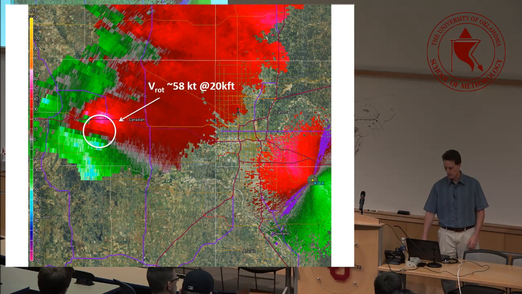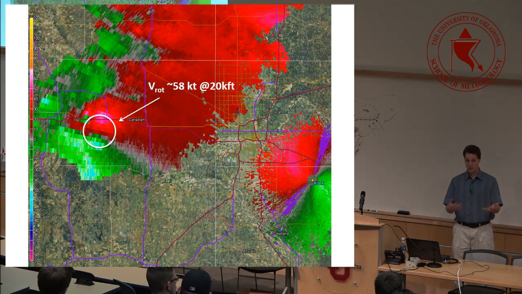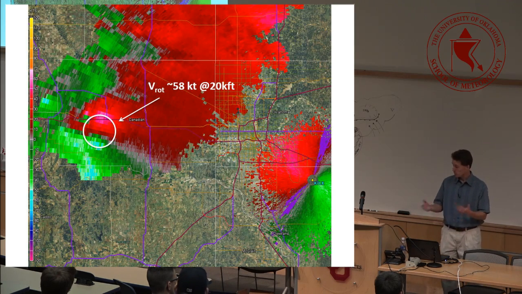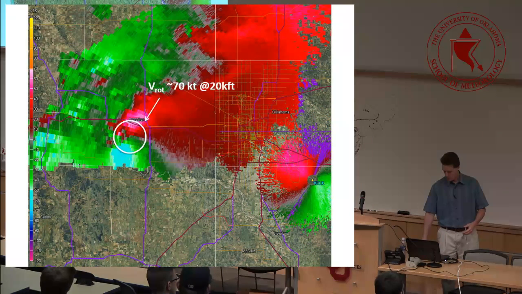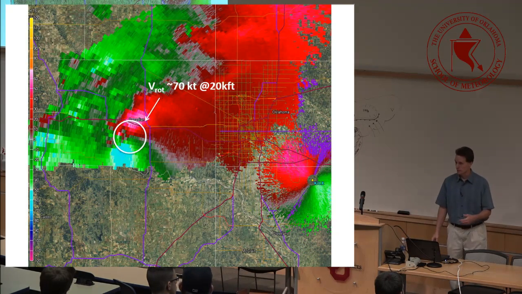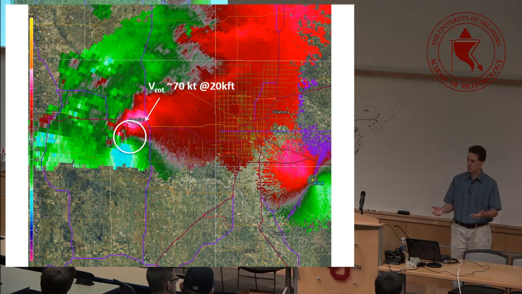What's going on aloft at the same time? Now we calculate the rotational velocity here. This is just the difference between the peak outbounds and the peak inbound velocities. In this case, 58 knots. That's more familiar to you, might be a delta V of 116 knots. So there's a 116 knot velocity difference. That's pretty strong aloft. But again, just less than 15 minutes later, it's up to 70 knot rotational velocity. So now our delta V is 140 knots.